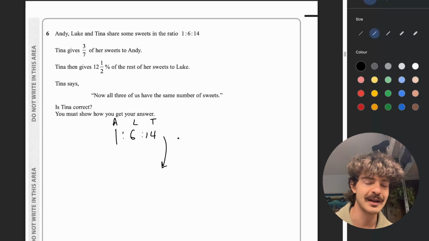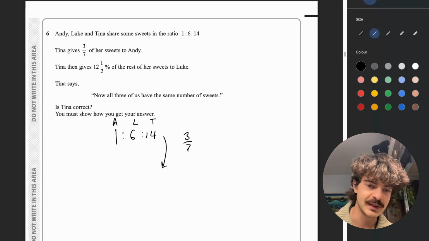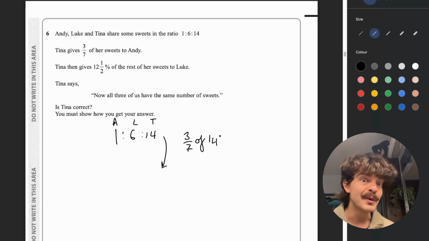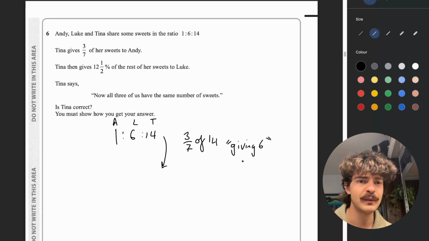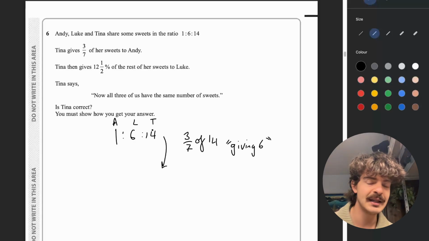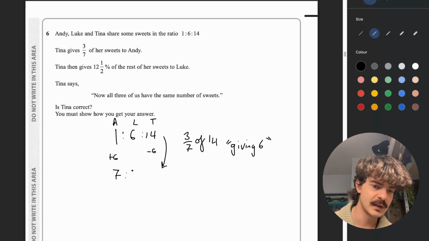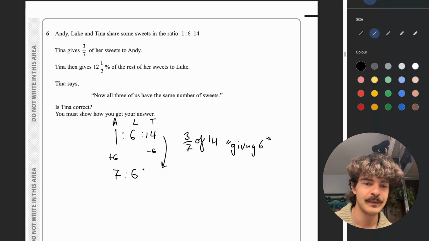So if Tina's giving 3/7 of her sweets to Andy, well, we've got 3/7 of 14. You might need a calculator to figure this one out, but you can also think about scaling up this fraction. Multiplying top and bottom by 2 would give 6 out of 14. So in other words, she's giving 6 to Andy. So that means that Tina's going to lose 6, and Andy's going to gain 6. So this is going to become 7 to 6. This one's not changed, has it? And then we're reducing 6 off Tina, so she's got 8. Okay, done. We've ticked off that step 1.